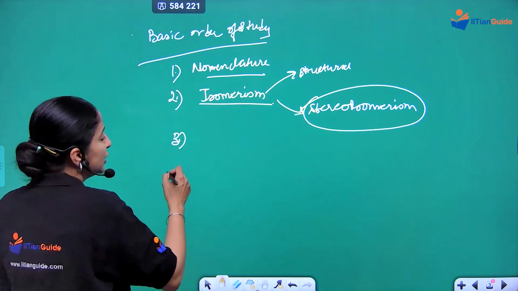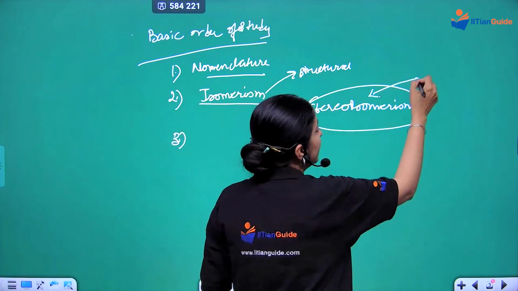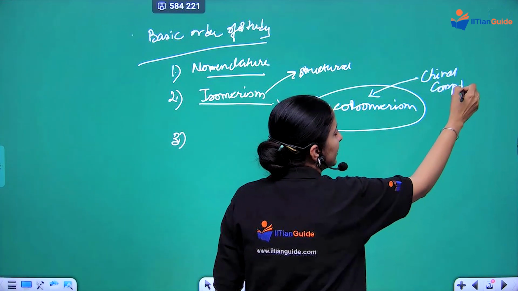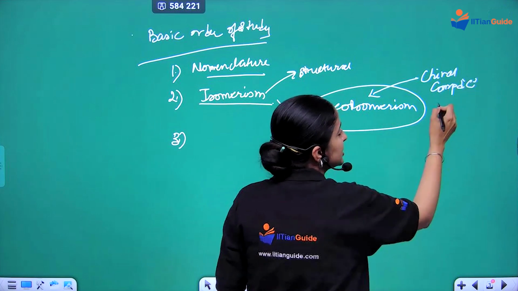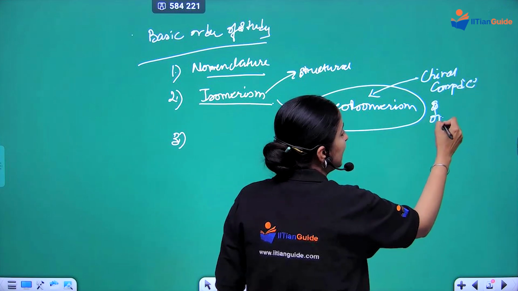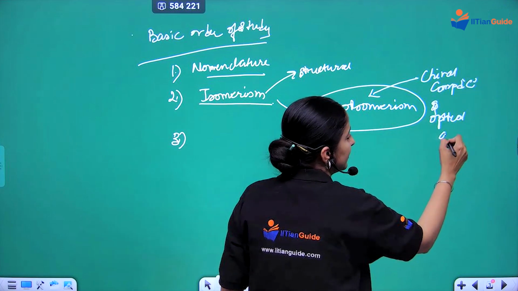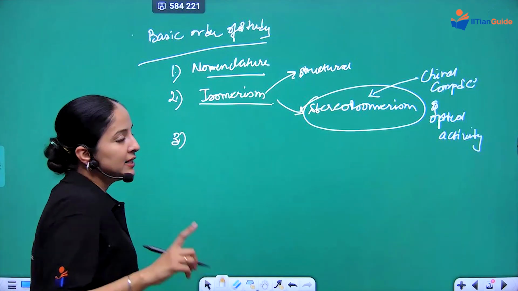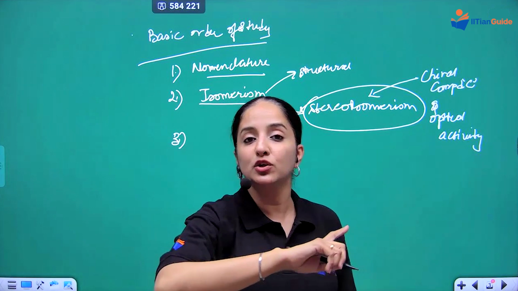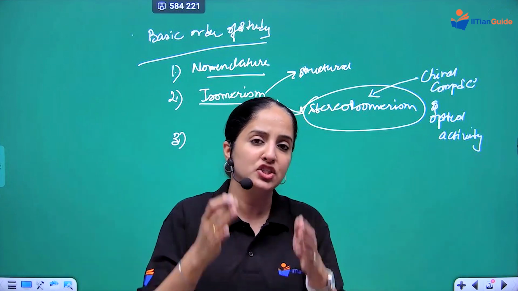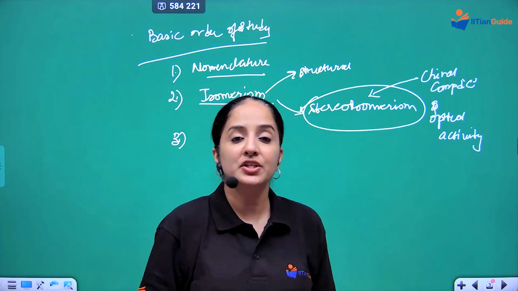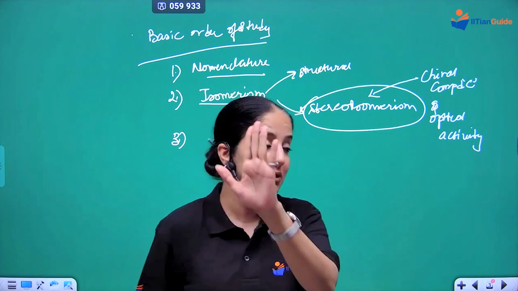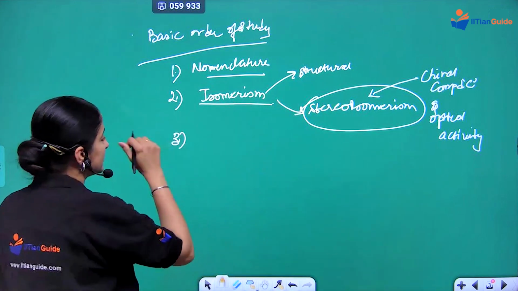You have to understand the difference between chiral compound or chiral carbon, I should say, and optical activity. Very important, beta. And conformational analysis, beta. Do not forget, every year in JEE Advanced, conformational analysis has one question. It is very important. You must study it, especially cyclohexanes, right?